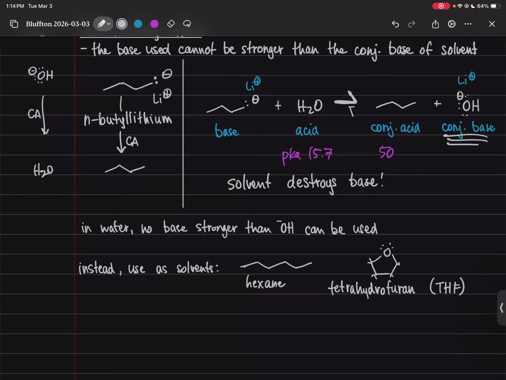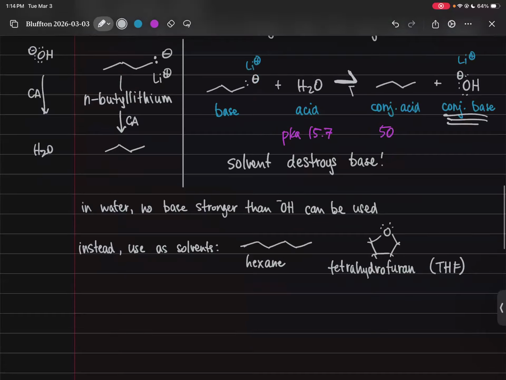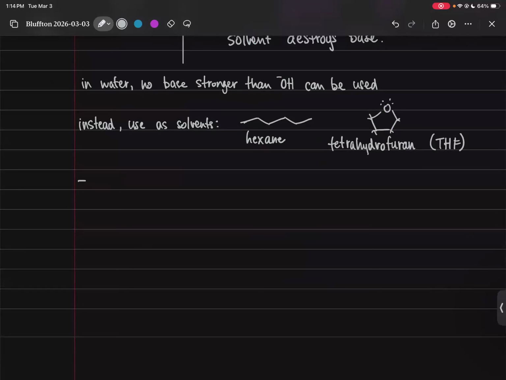So this is something that we won't even do in organic 2, like in the laboratory, but there is an example of the leveling effect that you probably saw as early as Gen Chem 1 lab. And that is, well, we just talked about bases, but the same is true for acids.